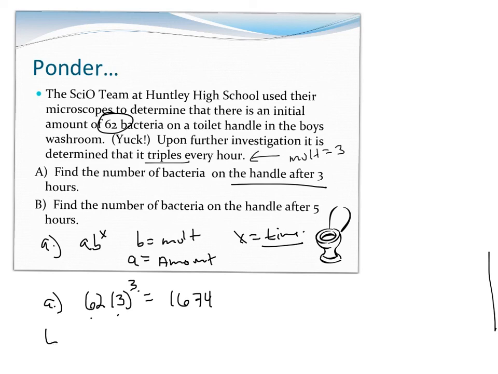So I'm doing that same thing for part B. The initial value doesn't change, the multiplier doesn't change, but now we want to know what happens after 5 hours. Well, we can see the tremendous growth in a 2-hour period. In 3 hours, it took us to get to 1674. But now, only 2 hours later, we're already in the 15,000 mark. So we can see how quickly it grows when we're dealing with an exponential model.